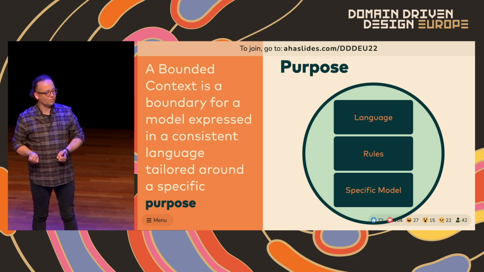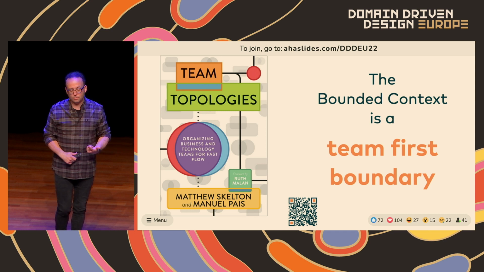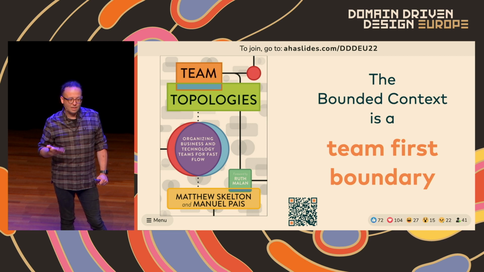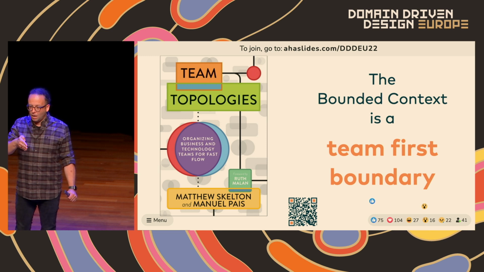And when we look at this bounded context, there is a very new perspective as well, which is, I would say, 3 years old now, posted by the amazing folks Matthew and Manuel from the Team Topologies book. They said, hey, maybe a bounded context can also be seen as a team first boundary. And I said, yes, we need boundaries in which teams can achieve autonomy, mastery, and purpose. But so far, what we have is a very static view on this matter.